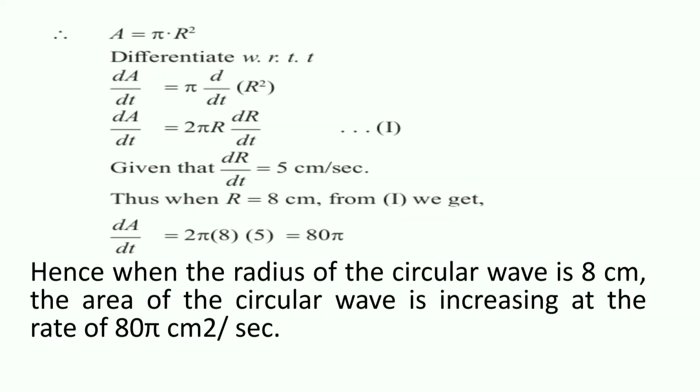Thus, when r equals 8 cm, from 1 we get dA upon dt equals 2 pi into 8 into 5, which is equal to 80 pi. Hence, when the radius of the circular wave is 8 cm, the area of the circular wave is increasing at the rate of 80 pi centimeter square per second.